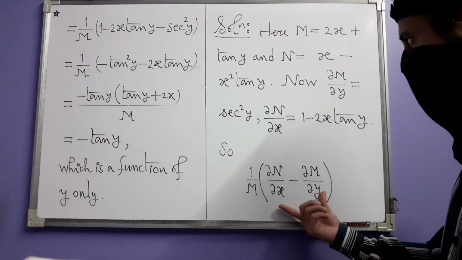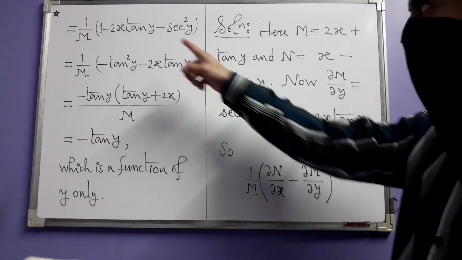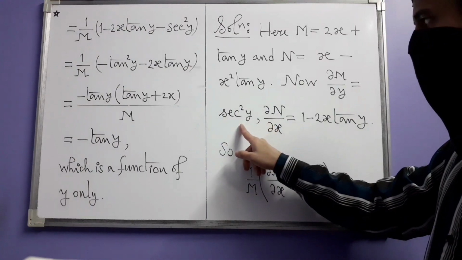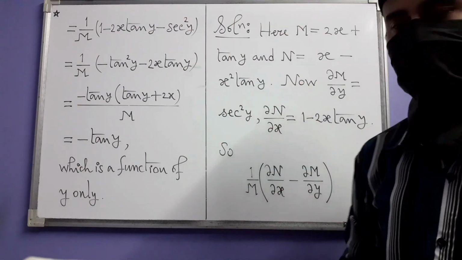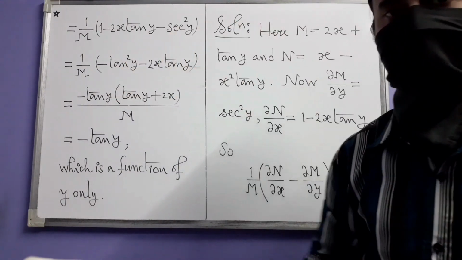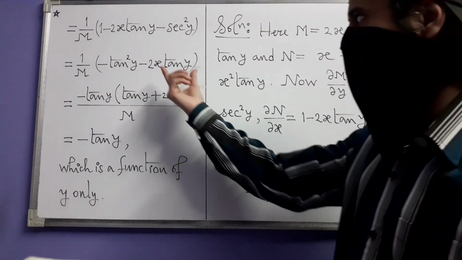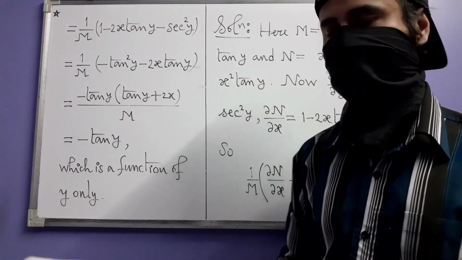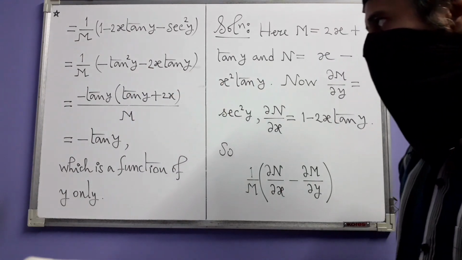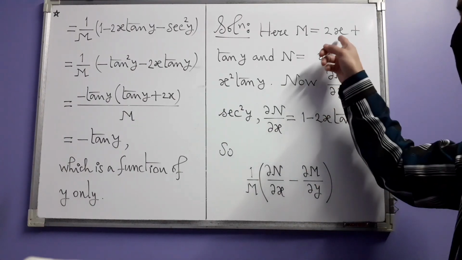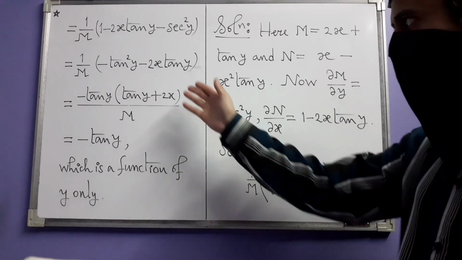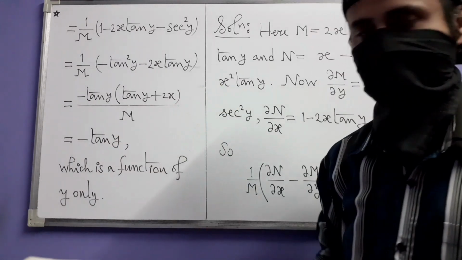What is this difference? ∂N/∂x is 1 - 2x tan y, and ∂M/∂y is sec² y, so minus sec² y. 1 - sec² y is -tan² y, and then you can take -tan y common out. So that way the other factor becomes tan y + 2x. Now you see what M is, that is just this 2x + tan y. So after cancelling these two things you get -tan y.